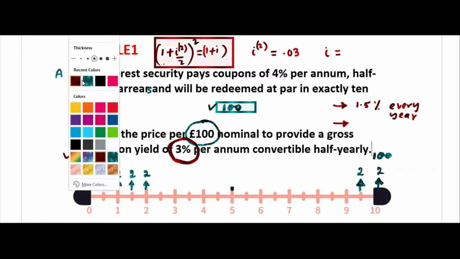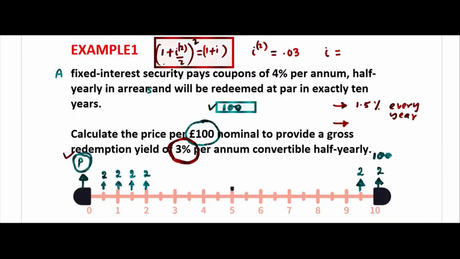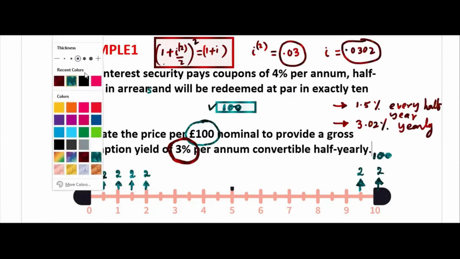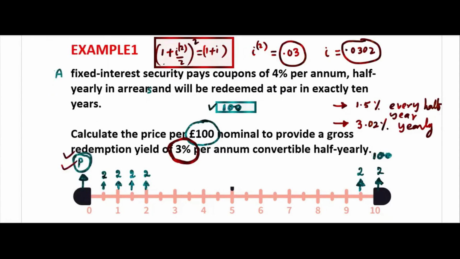To get i, you need to solve this one. So if I write 0.03, this is 0.015, 1.015 squared minus 1, then you will get i. So if you know i, that interest rate is what you want. So let me do the answer here itself.